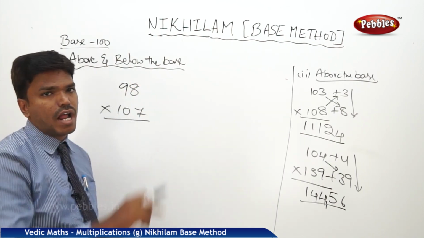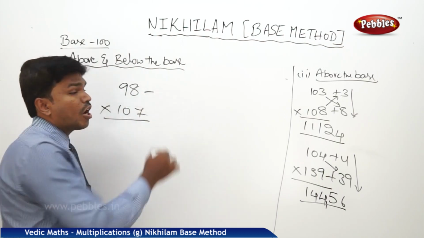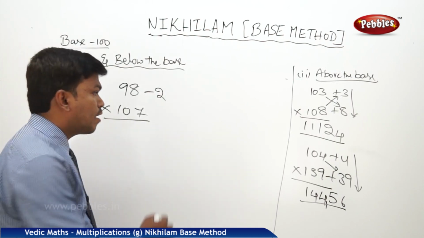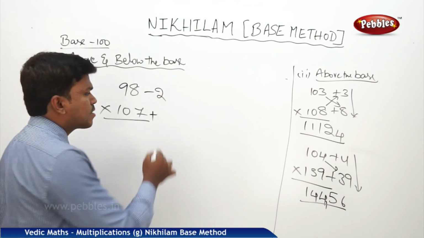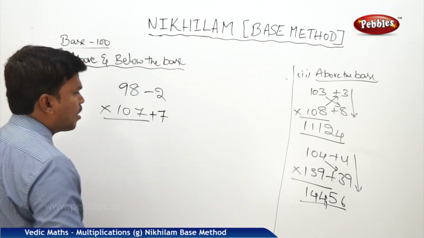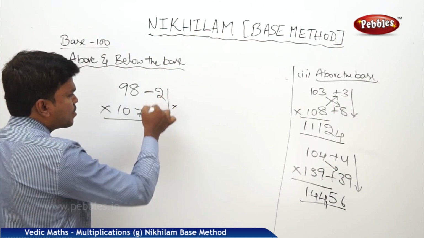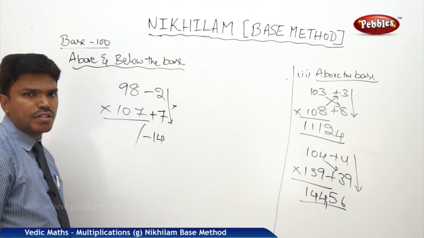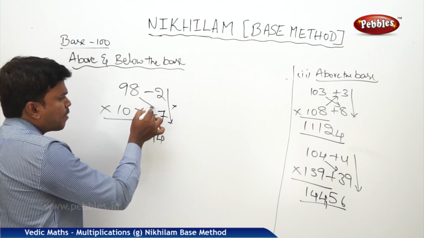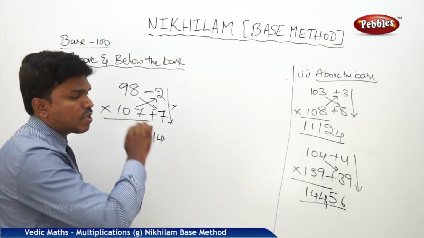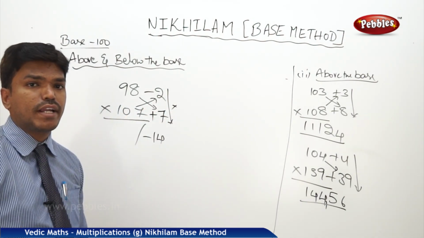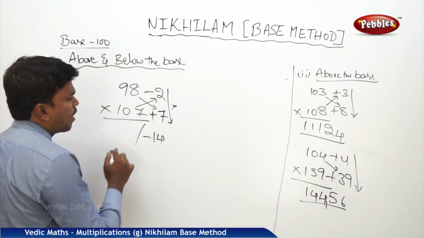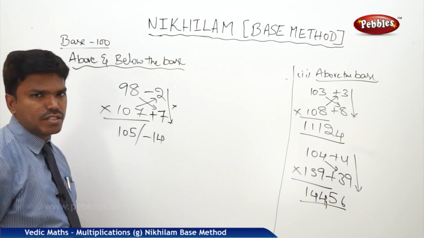98, when you compare with the base 100, is it more or less? It is less. How much less? 2. Similarly 107, is it more or less? More. How much more? 7. Okay, now simply multiply both the numbers. Minus into plus is minus, you are going to get 2 7s are 14. Put a bar on this one. Now 98 plus 7, 107 minus 2. Cross subtraction or cross addition, both will get the same answer. So 107 minus 2 is easy for me, so I will write 105 in the left side part.